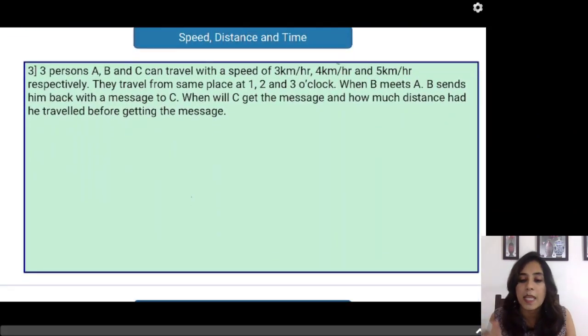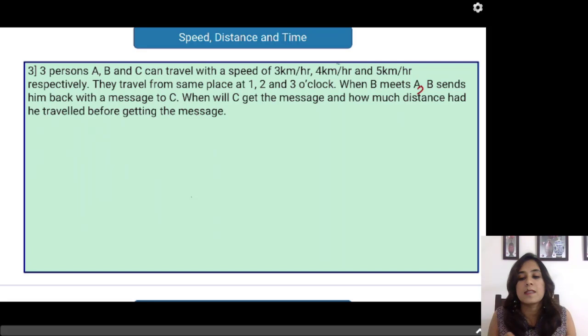Three people, A, B and C, can travel with a speed of 3 km per hour, 4 km per hour and 5 km per hour respectively. They travel from the same place at 1 o'clock, 2 o'clock and 3 o'clock. When B meets A, B sends him back with a message to C. When will C get the message and how much distance had he traveled before getting the message?